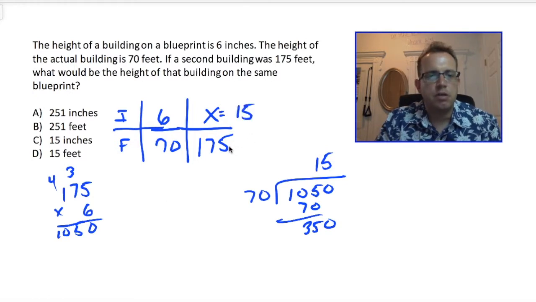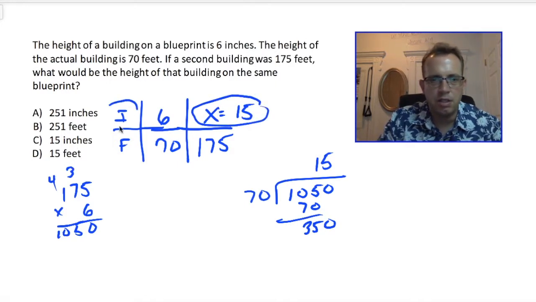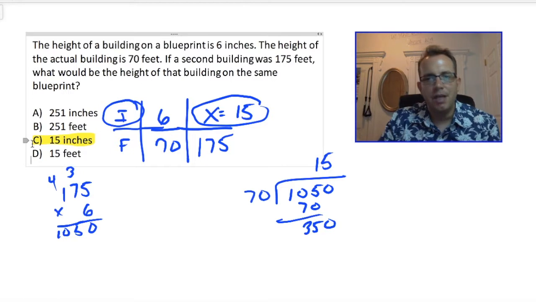So there's two 15s. We have inches and we have feet. What's our answer? Well, we know our 15 is in the inches column, so our answer is 15 inches. If you're not paying attention, you might pick feet and get it wrong after you did all that work. So make sure you're using the right units on these scale problems.